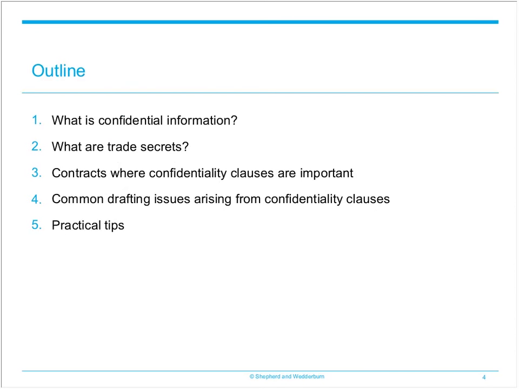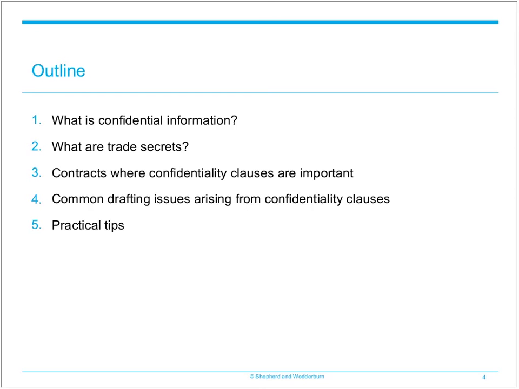To start off, we'll take a more in-depth look at what confidential information actually is. We'll then hone in on trade secrets, one category of confidential information. Next, we will discuss some contracts where confidentiality clauses are particularly important, such as employment contracts, settlement agreements, NDAs and joint ventures. And we'll then go on to look at some common drafting issues which can arise when dealing with confidentiality clauses. We'll then end the webinar with some practical advice. The general principles discussed today are applicable in both Scotland and also in England and Wales unless we indicate otherwise, and that's because the underlying law is very similar in both jurisdictions.